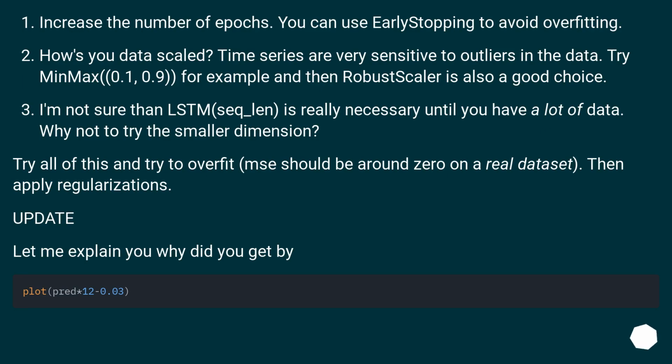Increase the number of epochs. You can use early stopping to avoid overfitting. How's your data scaled? Time series are very sensitive to outliers in the data. Try min-max 0.1, 0.9, for example, and then robust scaler is also a good choice. I'm not sure that LSTM seq_len is really necessary until you have a lot of data. Why not try the smaller dimension? Try all of this and try to overfit. This should be around 0 on a real dataset. Then apply regularizations.